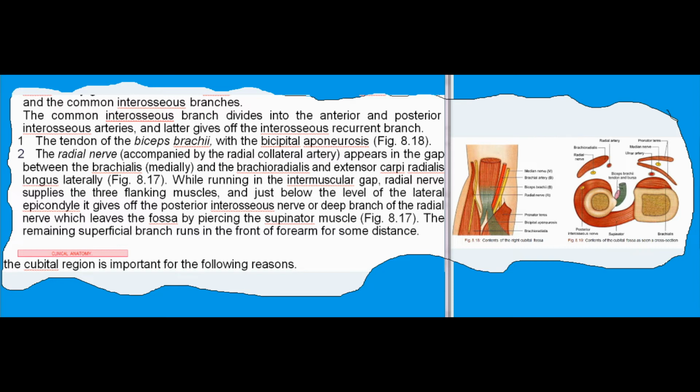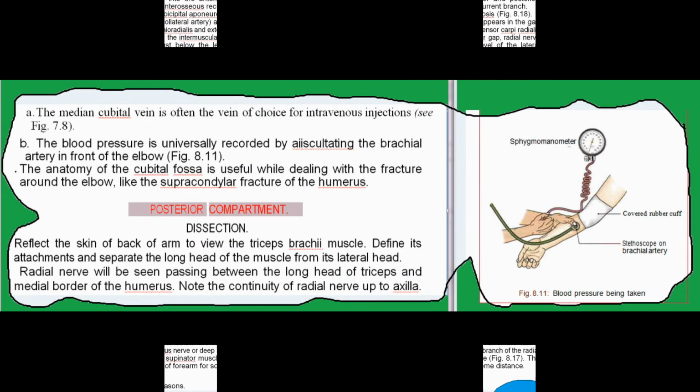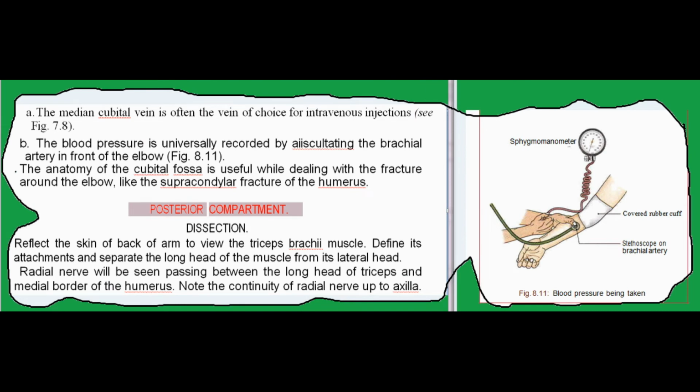While running in the intermuscular gap, the radial nerve supplies the three flanking muscles, and just below the level of the lateral epicondyle it gives off the posterior interosseous nerve, or deep branch of the radial nerve, which leaves the fossa by piercing the supinator muscle, Fig 8.17. The remaining superficial branch runs in the front of the forearm for some distance. The cubital region is important for the following reasons.